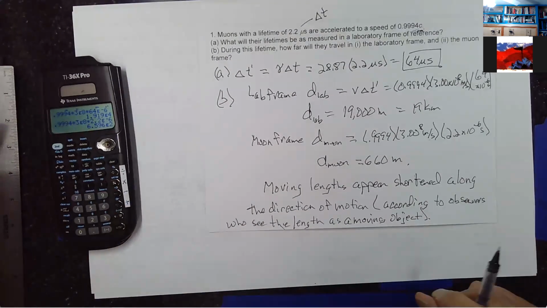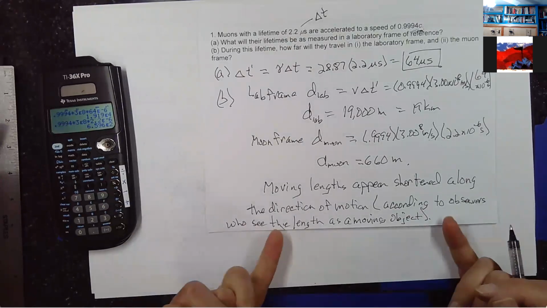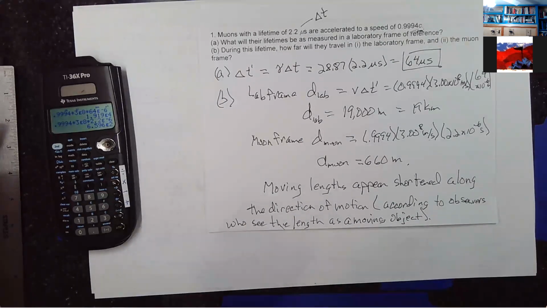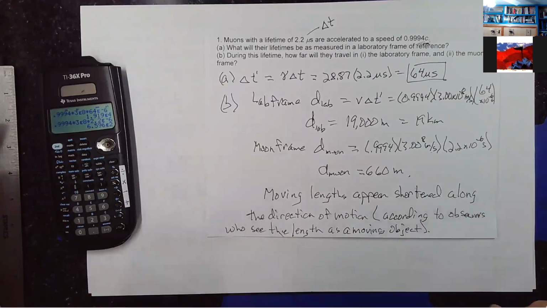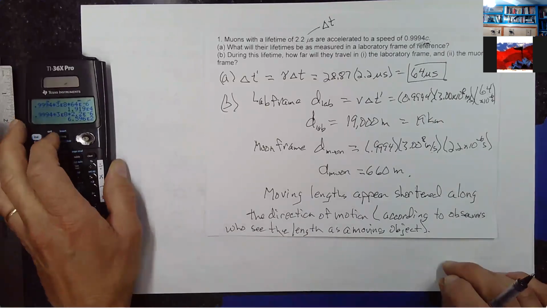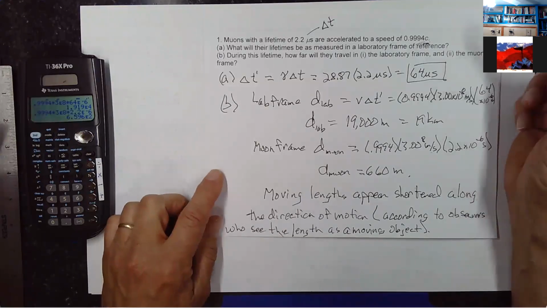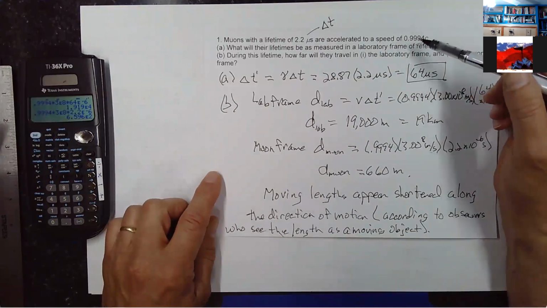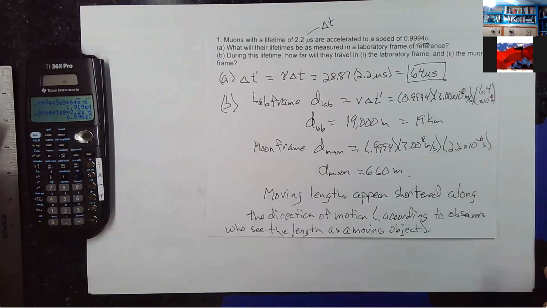So if you remember those two things, moving objects appear shortened along the direction of motion and moving clocks run slow, between those two, and actually with those kind of offsetting effects, is why observers in different reference frames end up agreeing on the relative speed of the two reference frames.